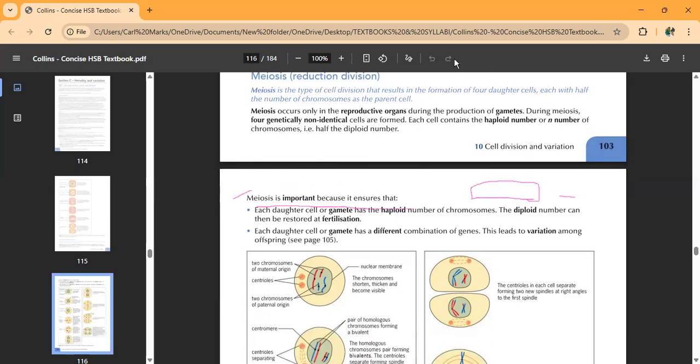Yes, miss. I have siblings. I have brothers and sisters. All right, good. So it's because of meiosis. This is why you have different combination of genes. And this is why your brother and sister don't look exactly like you. It's because of variation. You have a different combination of the genes, right?